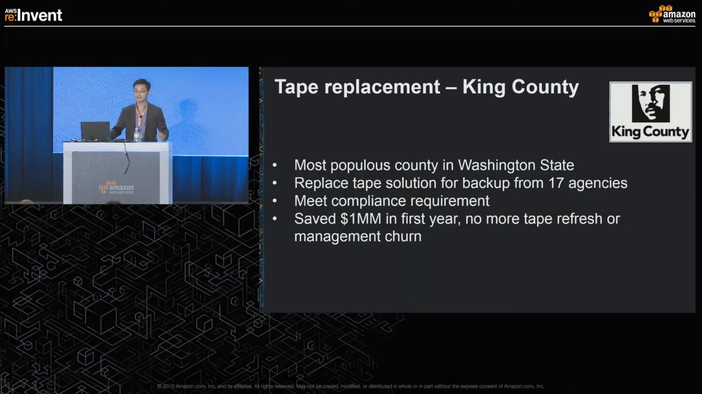Last but not least, since I live in Washington State, in King County, we're very proud that King County has replaced their tape solutions with Glacier. They had multiple tape libraries across 17 of their branch offices. And over the last year or so, they replaced all of that tape infrastructure with Glacier.